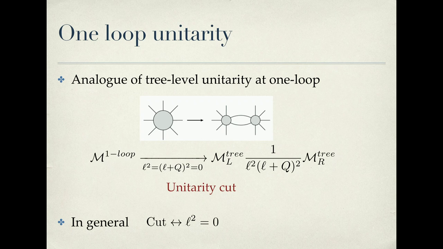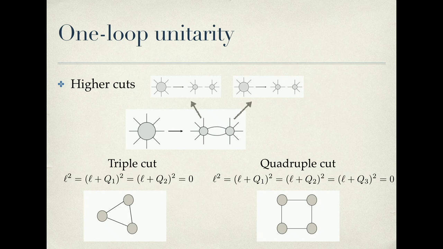This was one loop, and there is 1 over L squared and (L+Q) squared. Two of the legs of these tree-level amplitudes are now these on-shell internal legs. Now there are two of them. It's a unitarity cut, and I will say cut many times. The cut means setting L squared to 0, or (L+Q) squared, some propagator to 0. There is a close analogy between this and the optical theorem, for those who heard about it. This is an integrand-level version.